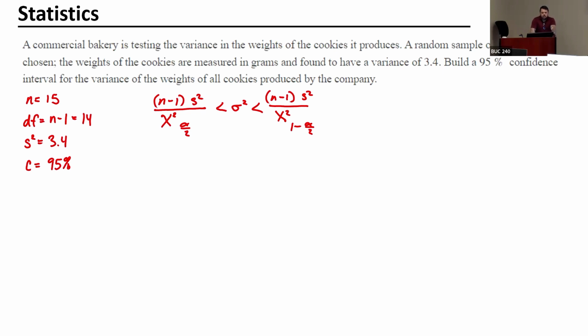Most of that you got. N minus 1, you got that. Isn't n minus 1 just your degrees of freedom, right? That's the definition of it. Okay, we've got our sample variance. But that chi-squared alpha over 2, well, what is that?